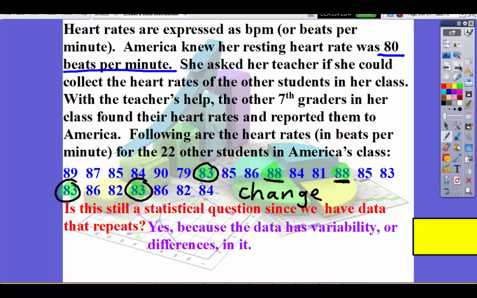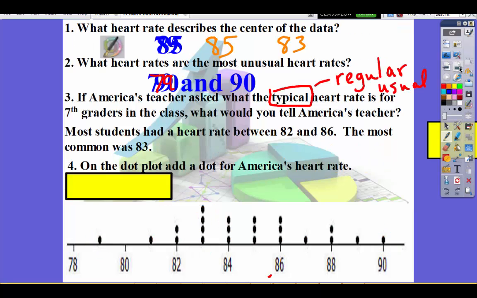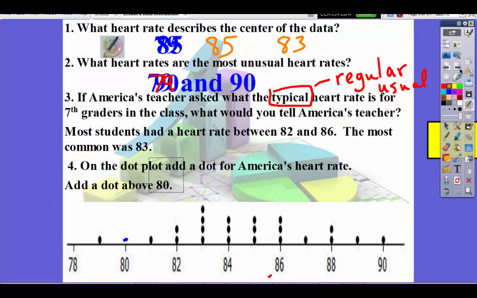So I had to go back and reread. So now I have my information that I can now plot on my dot plot. 80 beats per minute would go right there. So I just added that dot right above 80.